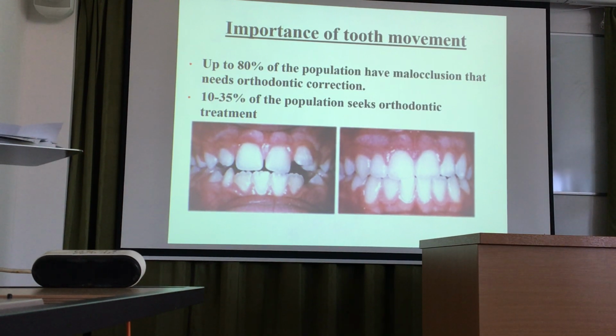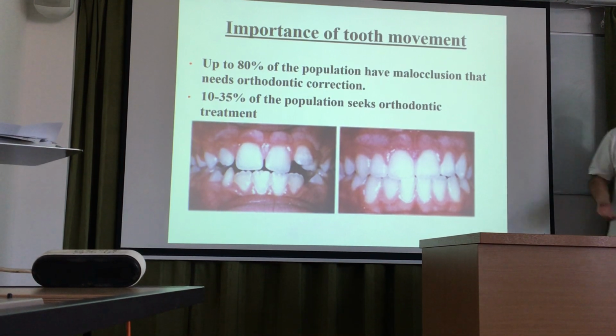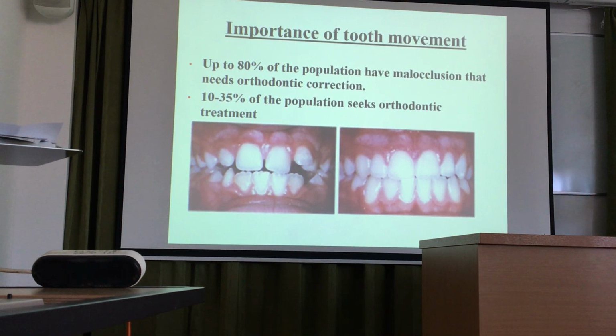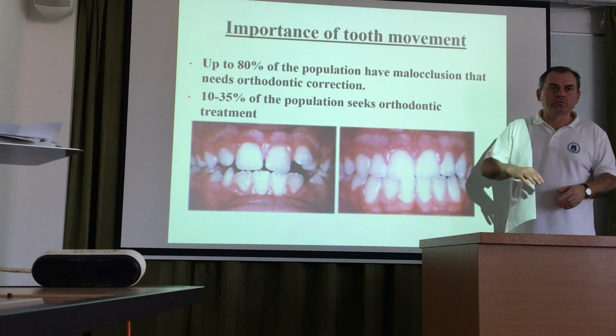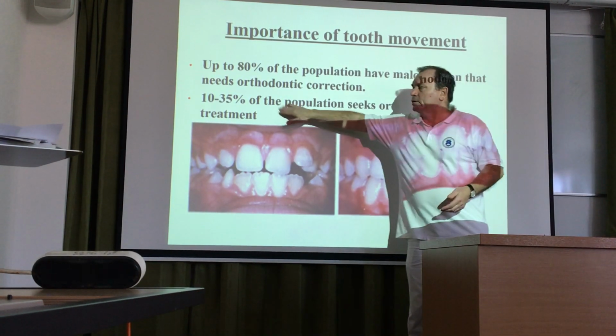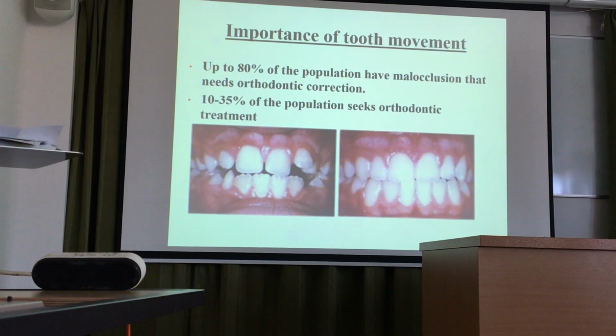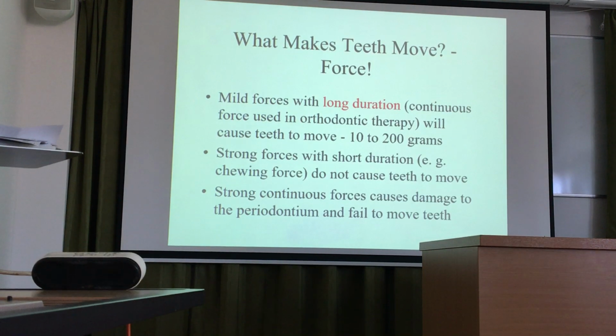a problem between the upper and lower teeth. So you can name this malocclusion occlusal interferences, but in most cases you don't need any dental intervention. But a significant percentage of the population needs treatment, orthodontic treatment.